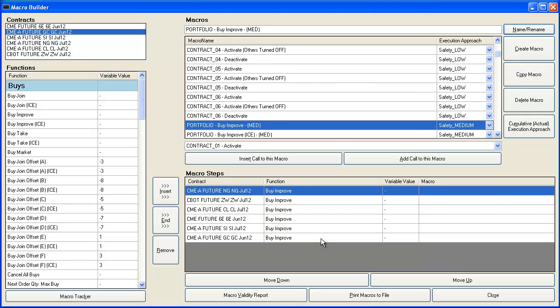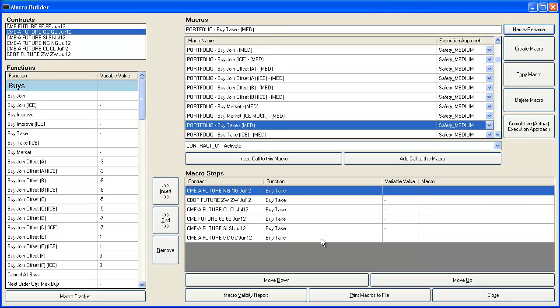If we look at some of the other macros in the workspace, we see a common theme. You'll notice here that every macro that we're highlighting includes the same function for each of the 6 different contracts, right? So the reason that this is useful is because you can have one contract with its trading state on, or you can have 6 contracts with trading states on, and it's going to run functions for whatever trading states are on. Now this is true because we have an execution approach of safety medium here.